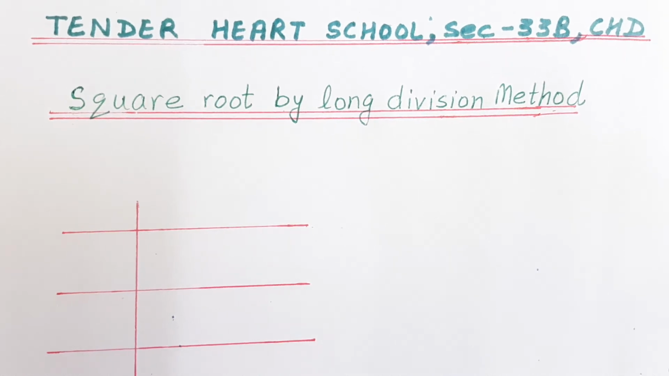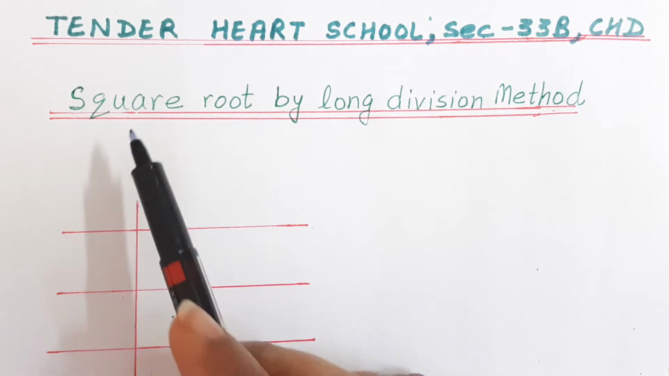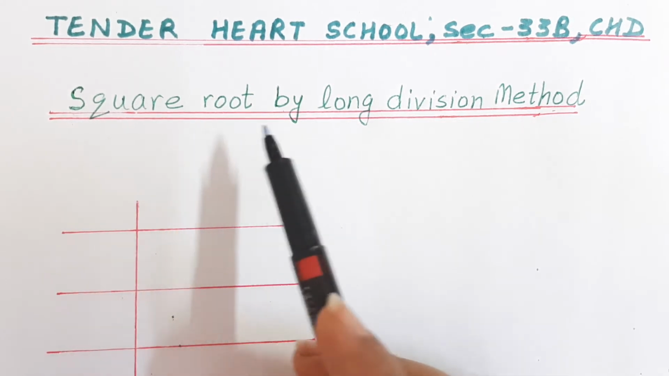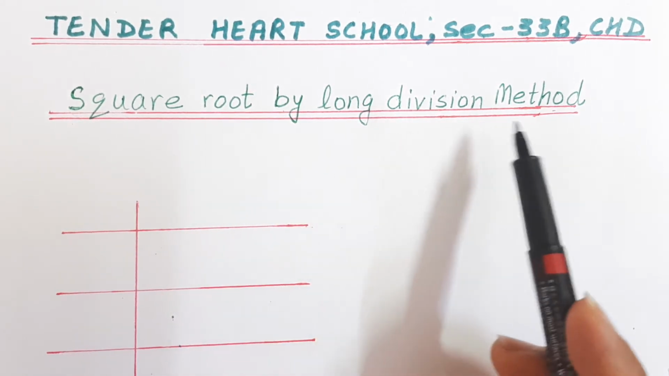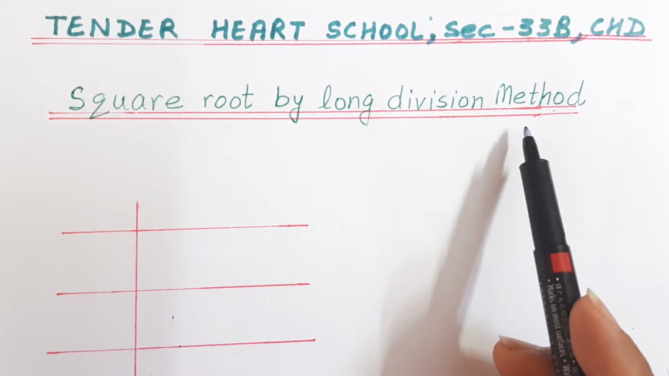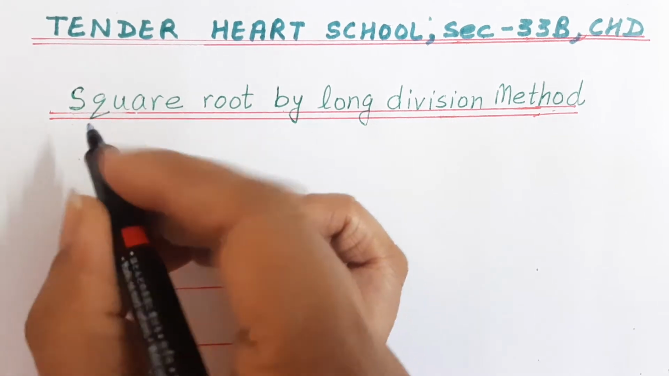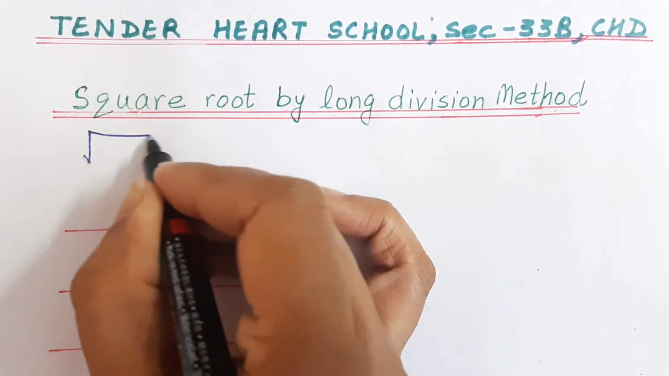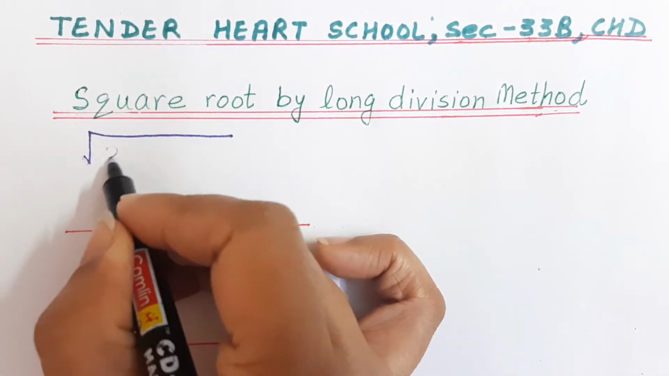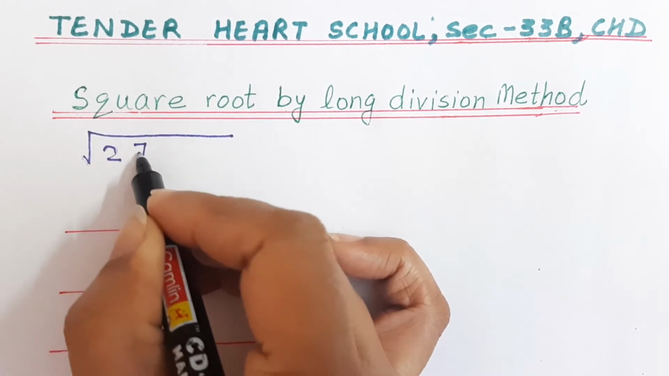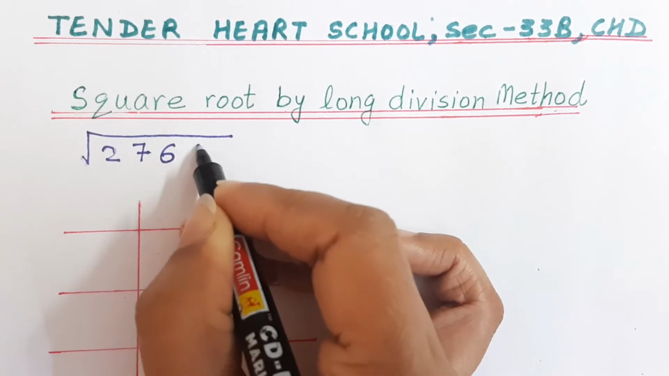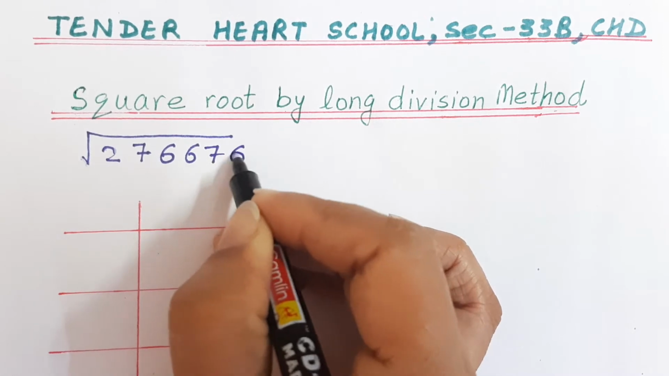Good morning, students. Today we will learn how to find the square root by the long division method. So let us consider a number. Let the number be 2,76,676.